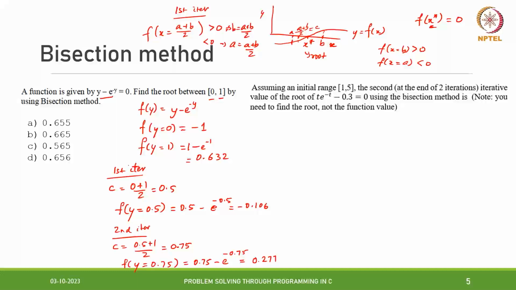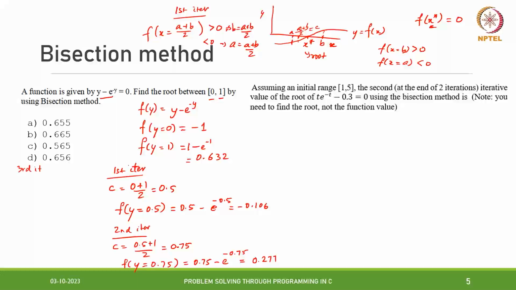0.277. This is okay. Okay, so now you can see that this is closer to the root, so this is positive, right? 277, and this is 0.632. So you can say clearly that y equals 0.75 is closer to the root than y equals 1. So now we will consider 0.75 instead of 1.